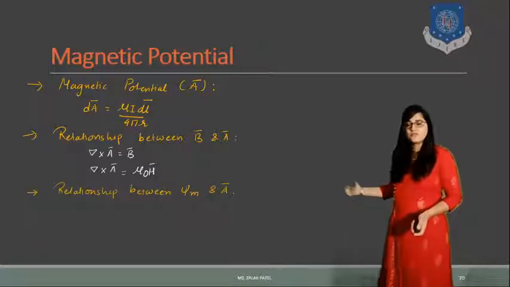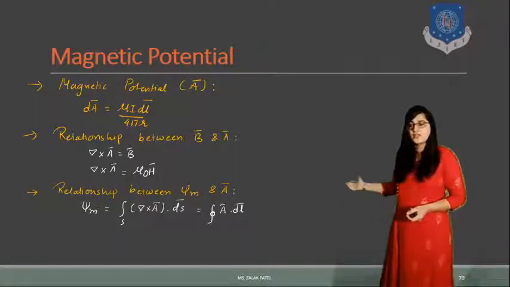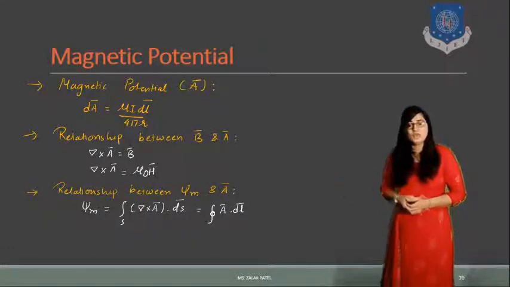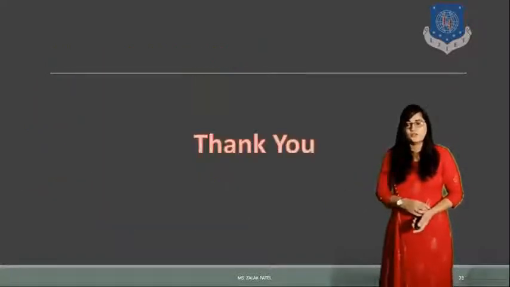The relationship between psi m and A can be written like this. Del cross A dS, psi m equal to B dS. So that's why del cross A dS equals integration A dl. Okay, we are going to use this in some examples, so things will be more clear.